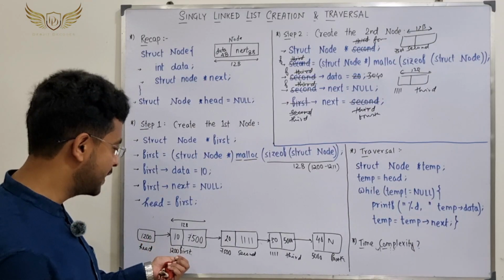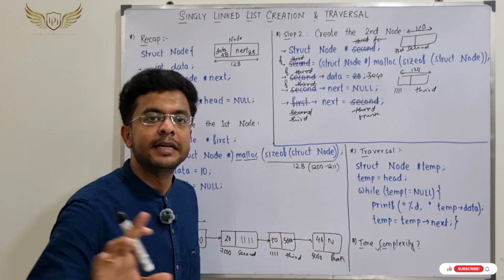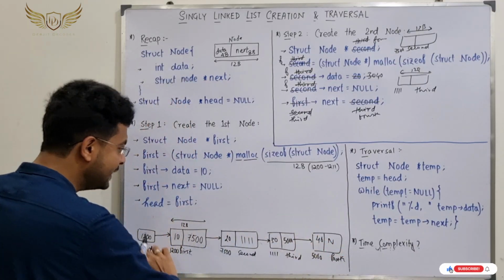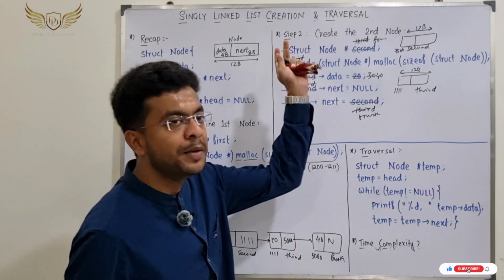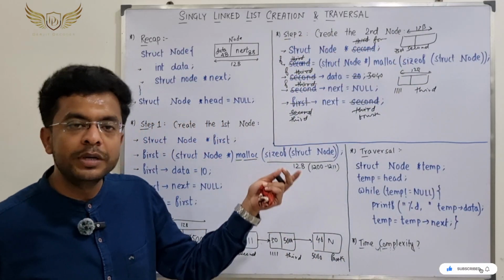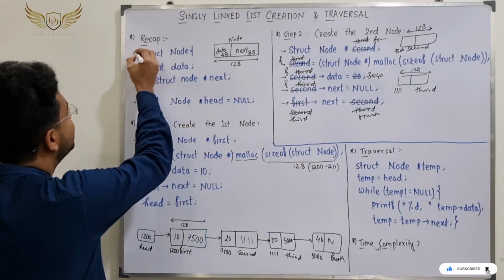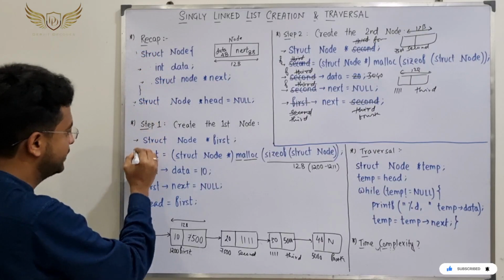Head is holding the address of the first element. If there is any null, that is the end of the linked list. So that is how we can make it. If you want to create the 5th, 6th, 7th, you can do it. No issues. So we'll be doing it line by line. This is the first line, second line, third line, fourth line, 5th, 6th, 7th, 8th.